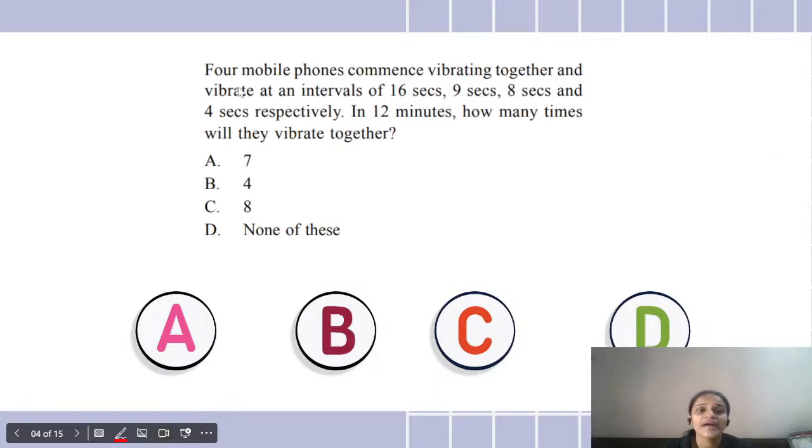Okay, so here we have the question reading like this. 4 mobile phones commence vibrating together and vibrate at an interval of 16 seconds, 9 seconds, 8 seconds and 4 seconds respectively. ठीक है, ये timings पे वो vibrate होते हैं. वो 16 seconds के interval पे, 9 seconds के interval पे, 8 seconds के interval पे और 4 seconds के interval पे vibrate होते हैं. Okay, but in 12 minutes, how many times will they vibrate together? हमें वो ढूंढना है.